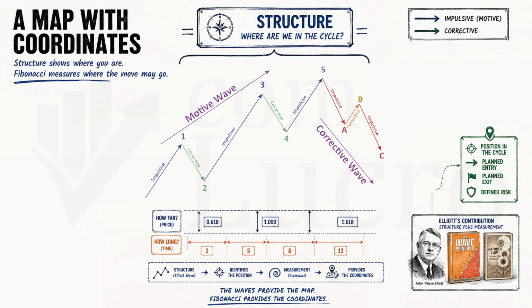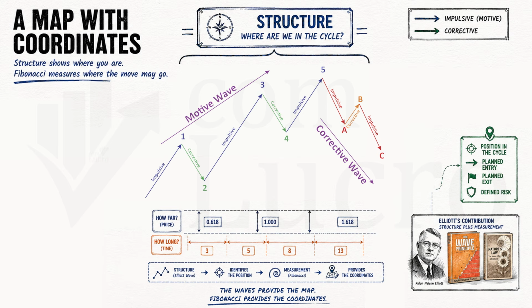For a trader, the value is narrower and more useful than that. The waves give you a map of where you stand in the market's rhythm, so entries and exits come from your position in the cycle, instead of a reaction to the last candle. And because Elliott tied those waves to Fibonacci ratios, the map comes with coordinates, measuring both how far price should travel and how long a wave should take.